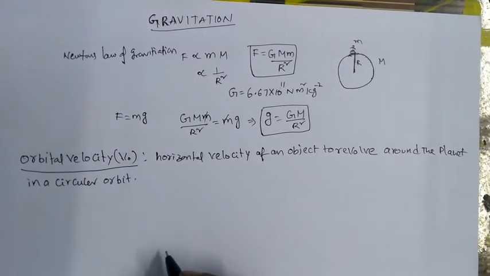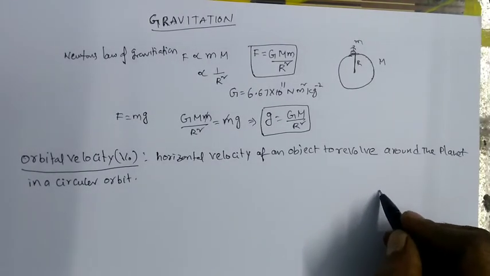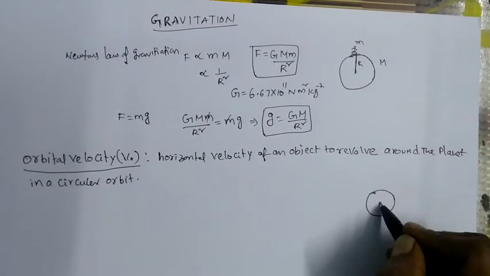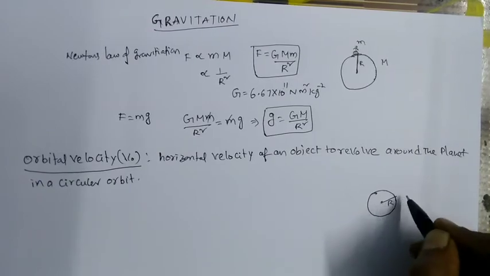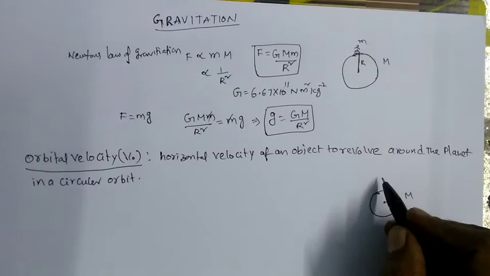is called orbital velocity. That's all. Now, how can you get the expression for the orbital velocity? Here, let us say this is Earth, whose radius is, as you know, capital R, and the mass of the Earth is capital M. Let us say the orbits will be around the Earth.